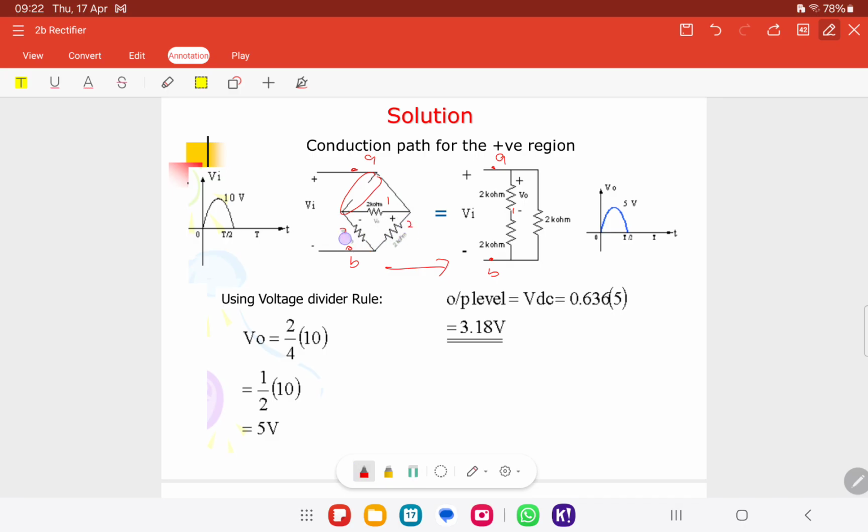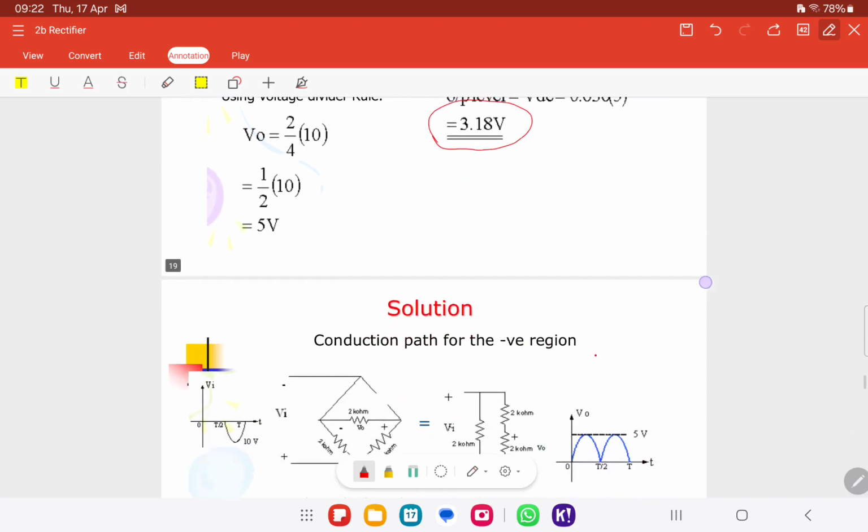This is 2, this is 3. So this is 1, this is 2, this is 3. Because they are in parallel, for these circuits you get it like this one. And this will be the output for this one here, the output level.